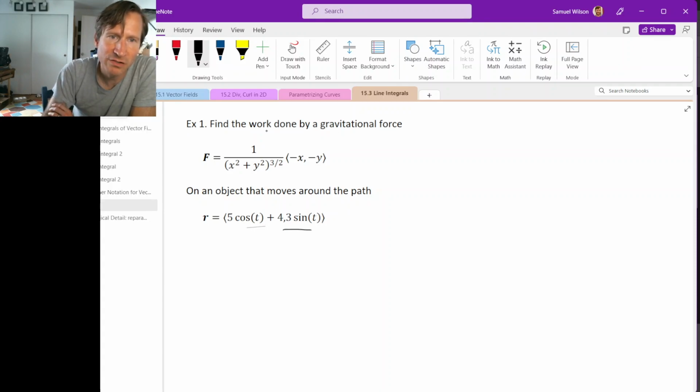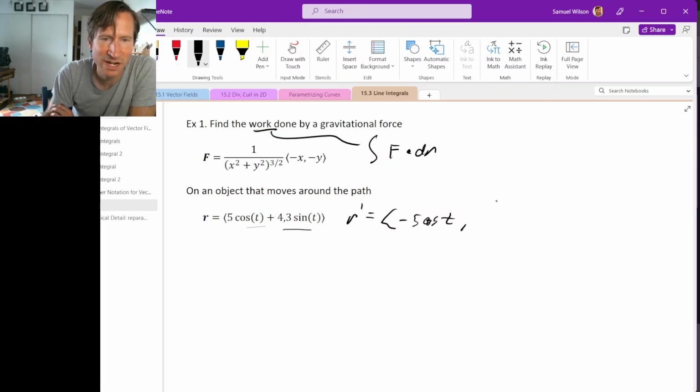Because we're calculating work, we just need to integrate F dot dr. So we'd better know what r prime is. x prime is minus 5 cosine t, excuse the horrible handwriting. y prime is 3 cosine t. I made a mistake. This is minus 5 sine t. There we go. Okay, so there's r prime.